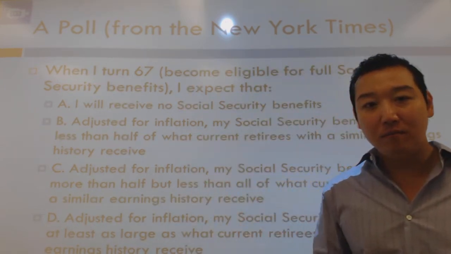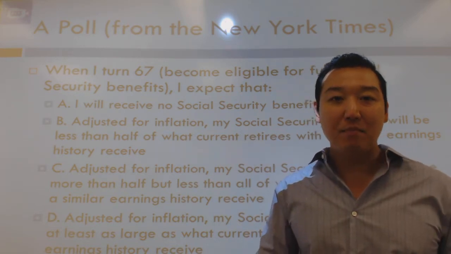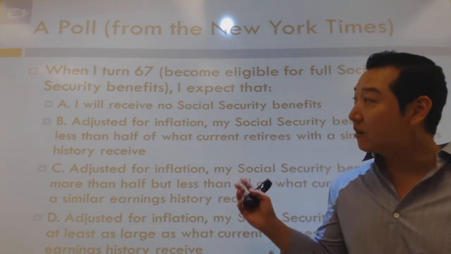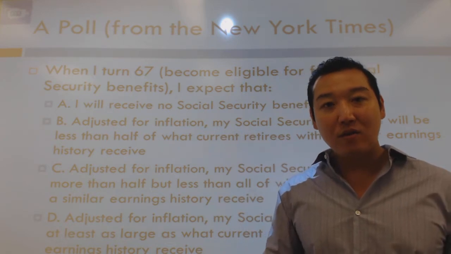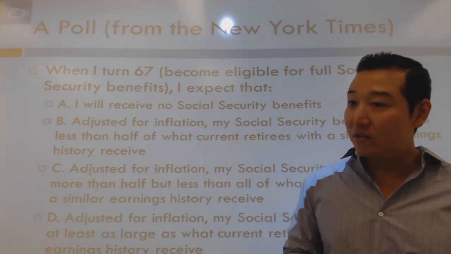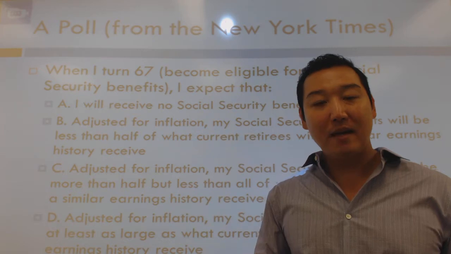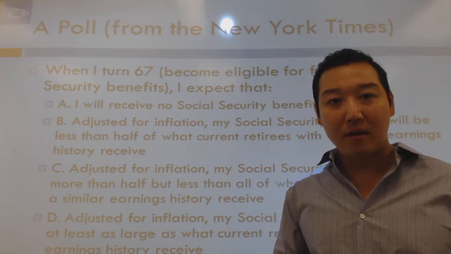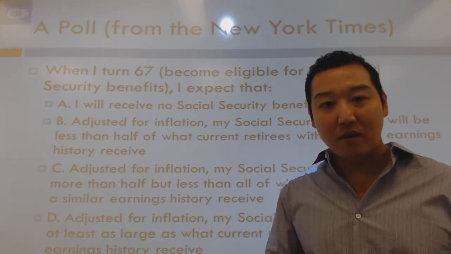This is a quick poll taken by the New York Times, asking people about their thoughts about Social Security. Basically, they're asking, when you turn 67, what's your expectation? Do you expect, in the case of answer choice A, that Social Security won't be there when we retire? That's answer choice A. What about B? Do you expect that when you retire, your Social Security benefits will be less than half of what current retirees with similar earnings history receive?